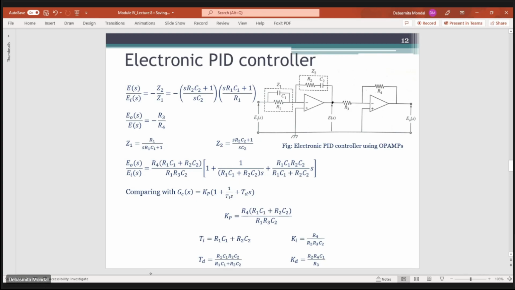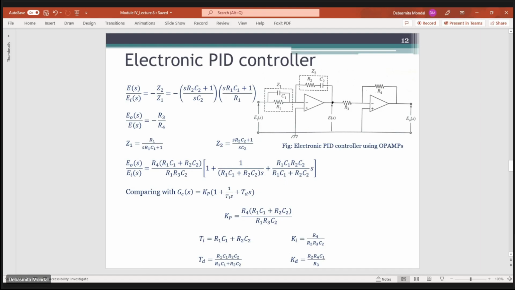So you can simply write what would be the value of E by Ei. This is given by this expression. And if you write the expression for E0 by E, this is also an inverting amplifier, so E0 by E will be equal to minus R4 by R3. So overall, E0 by Ei will be equal to E by Ei multiplied by E0 by E. We simply multiply these two equations and you will end up with an equation which looks like this. This is the transfer function of this electronic PID controller.